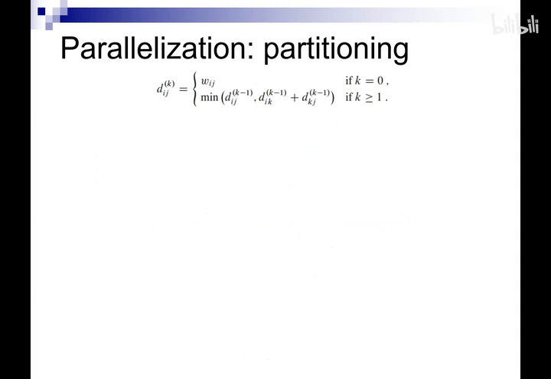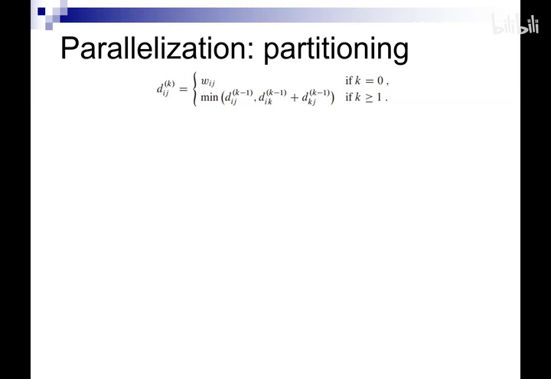Now we're going to look at how to parallelize this. We're going to use Foster's methodology for doing this. So the first step is to partition the problem. We're going to look at each stage of this dynamic program separately. So for the kth stage, we need to compute all of these dij k values, right?